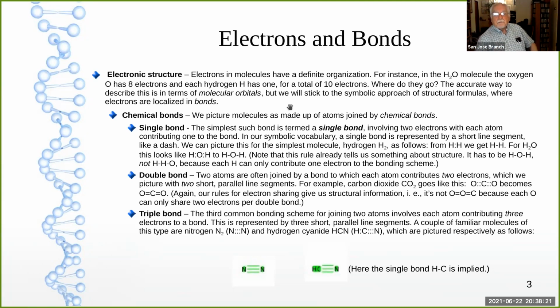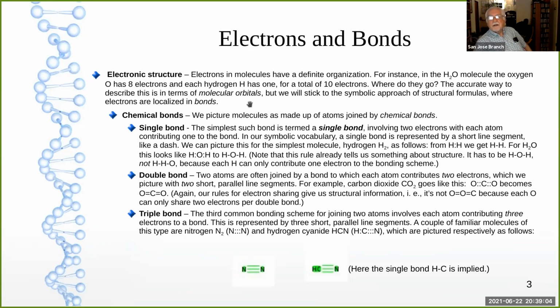Okay, so the way electrons are organized in molecules is pretty definite. If we start looking at where the electrons are going to go in the H2O molecule? So the oxygen has 8 electrons, and each hydrogen contributes 1 electron in H2O. So there are 10 electrons total in an H2O molecule. But so you can ask, well, where are they? Where do they go?